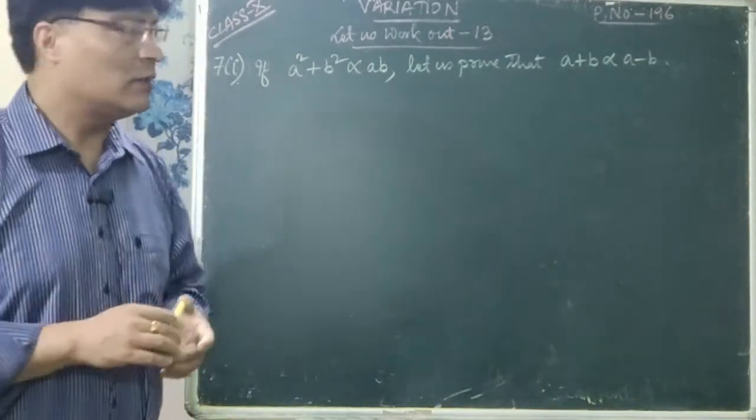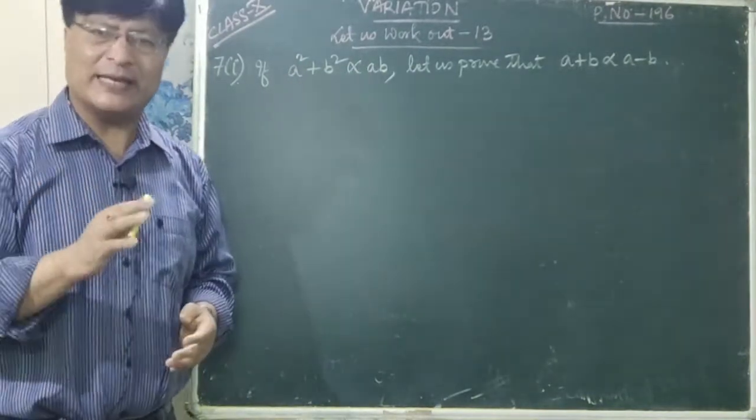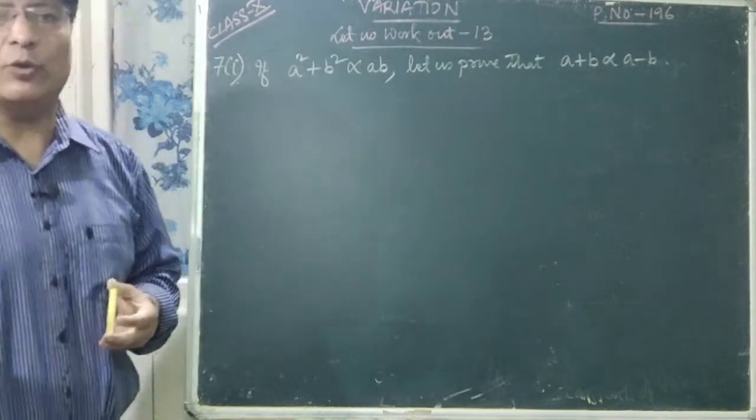So first of all, from this given relation, you have to get the relation between a and b only.